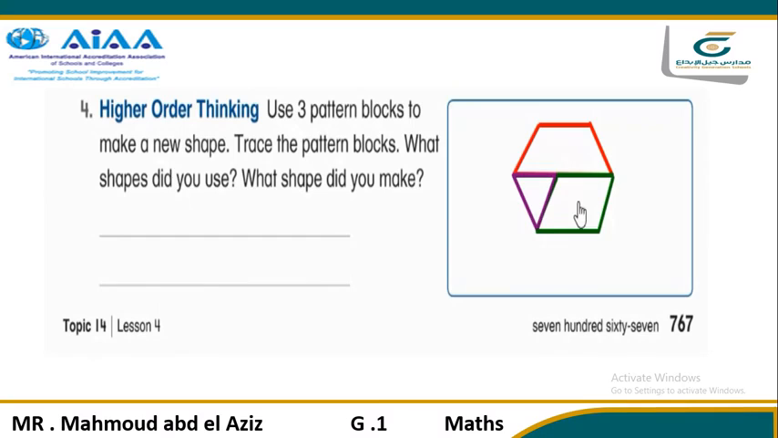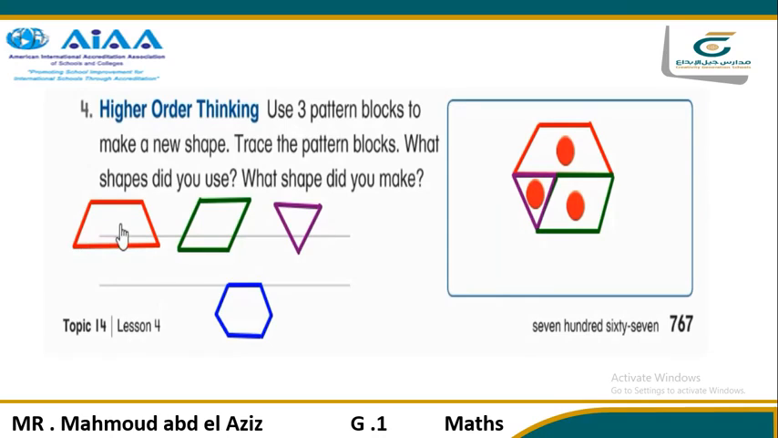What shape did you make? This looks like a hexagon. It's a hexagon. So we have here the first shape and the second one and the third, and the whole shape is a hexagon. So we have here 3 shapes. That's number 1 and the second one here and the third one, and our shape is a hexagon.